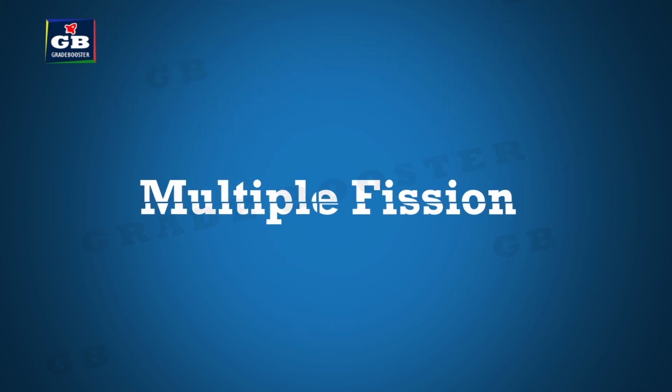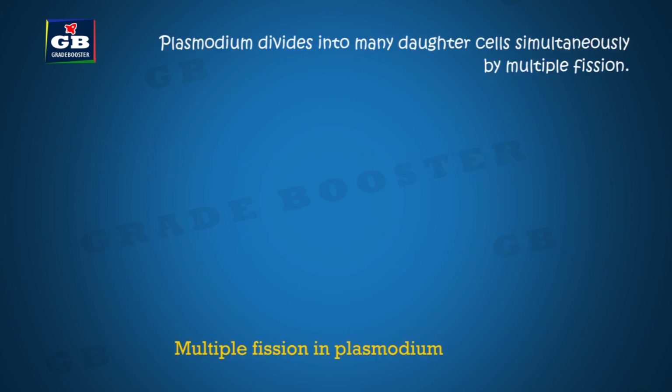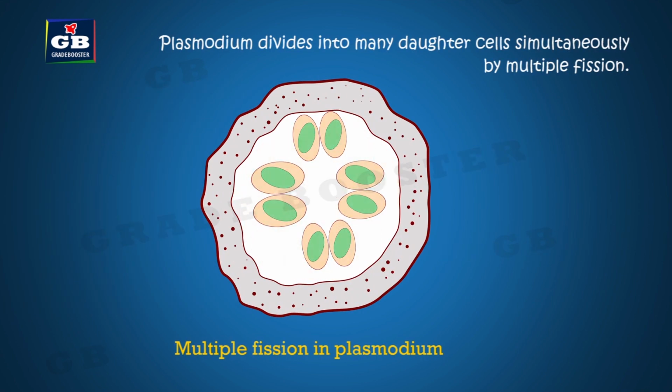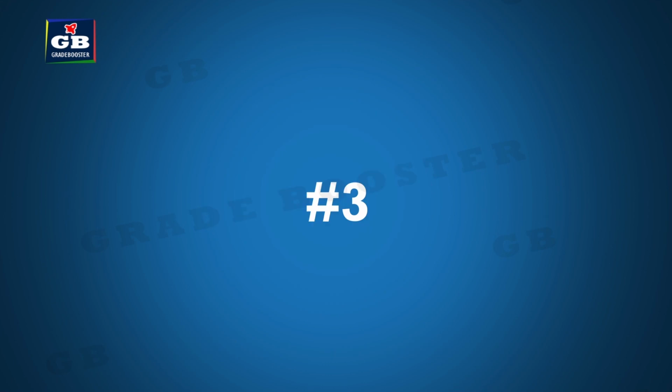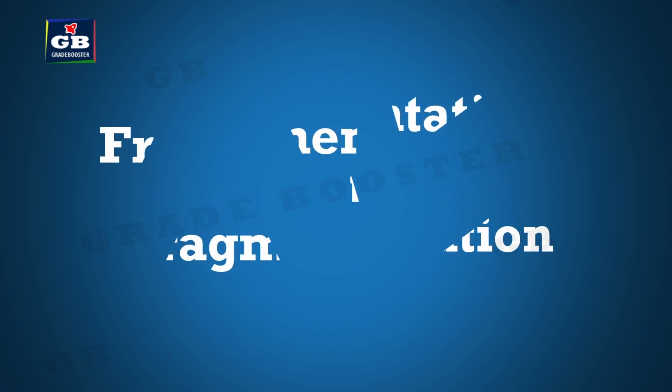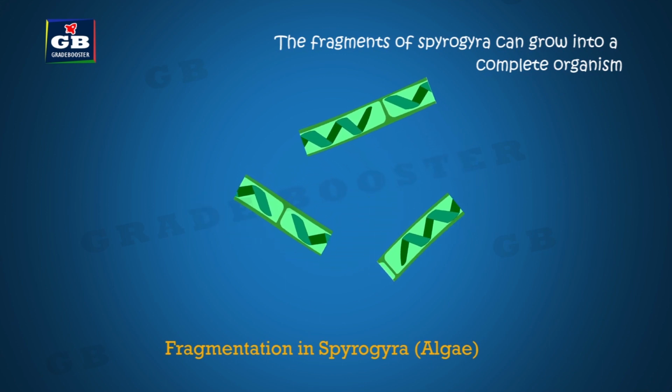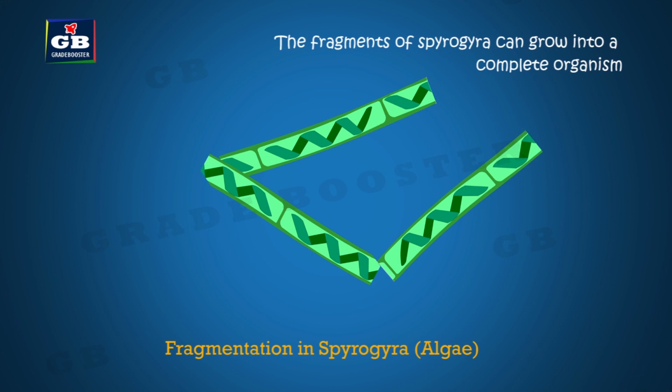Multiple fission means splitting into many. Some single-celled organisms like Plasmodium divide into many. This is called multiple fission. Third, fragmentation. Spirogyra, an alga, breaks into fragments and each fragment grows into a new organism. This mode is called fragmentation.